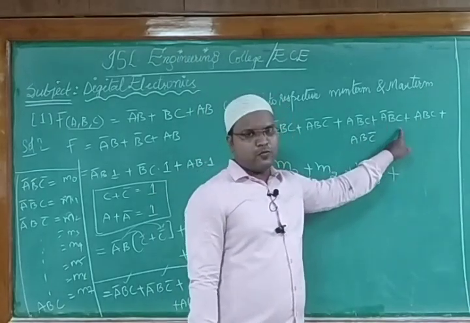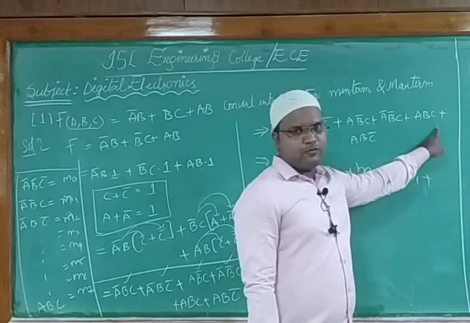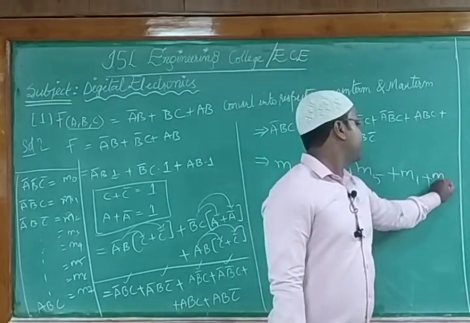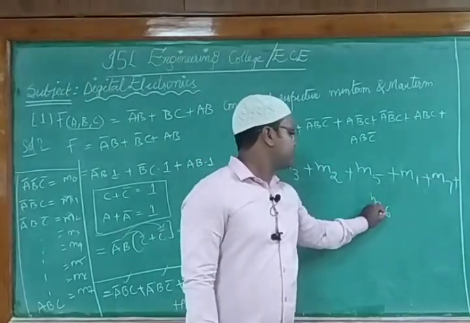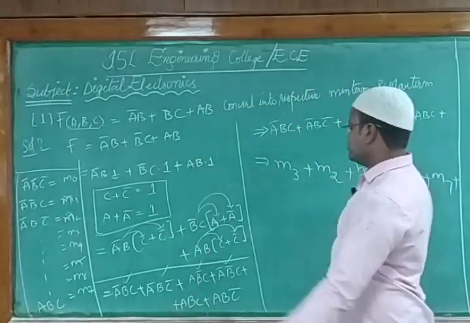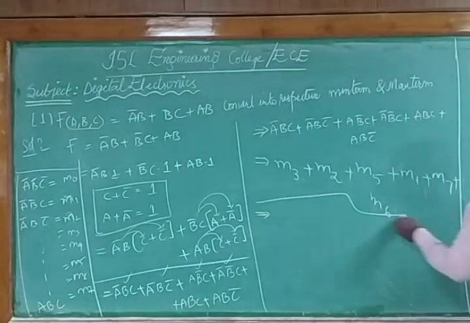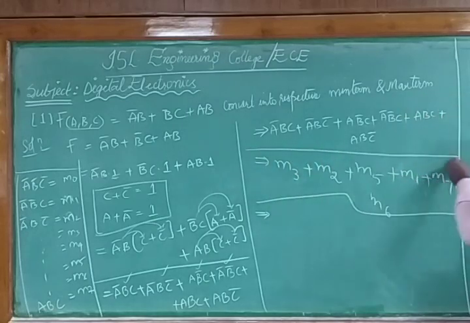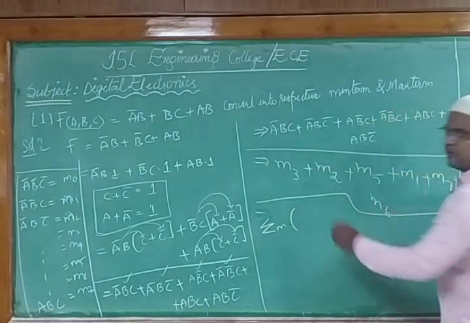Plus 0, 0, 1. So what can I write for this? M1. Plus 1, 1, 1, that means M7. Plus 1, 1, 0, that is M6. So in short, what I get, in specific order, are my min terms. So I'll write the summation of M of all the numbers.